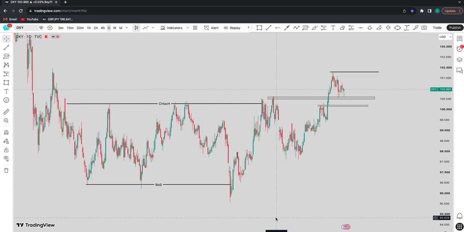On today's episode of our weekly market analysis, I'll be looking to take trades on just three pairs: GBP USD, AUD CHF, and GBP JPY.